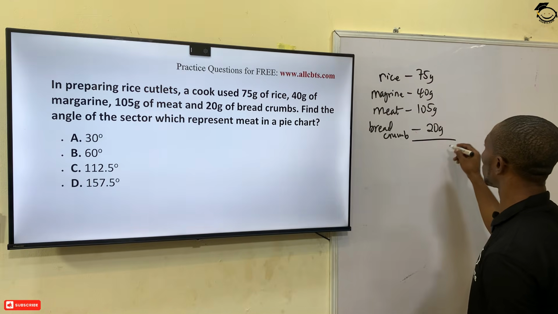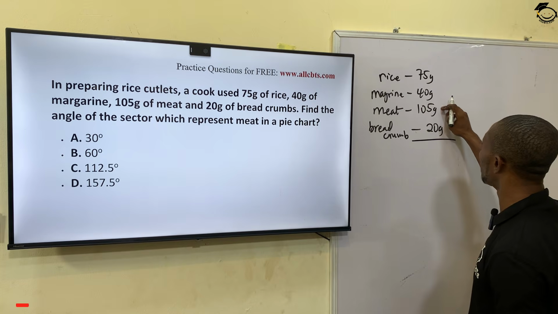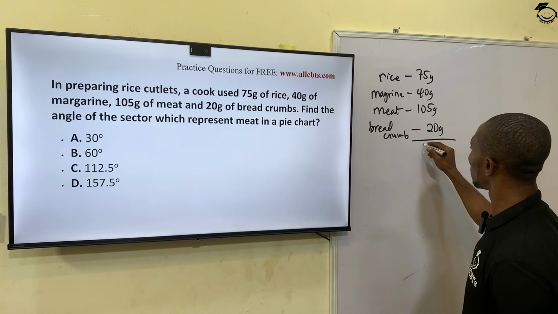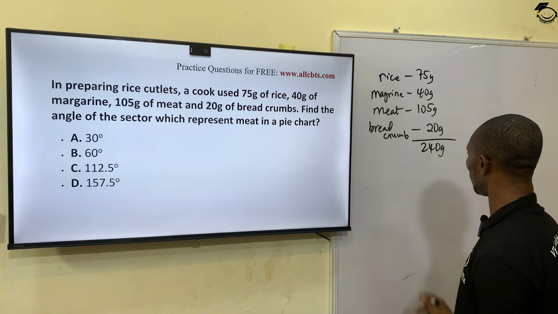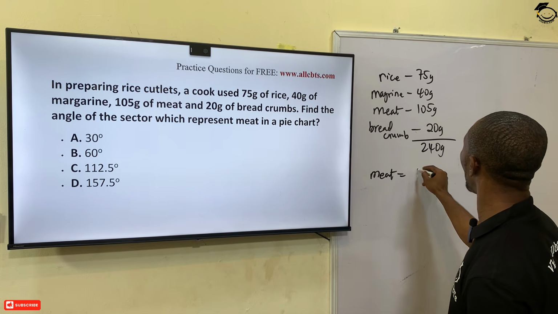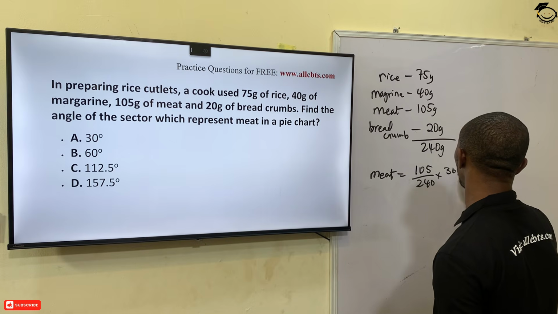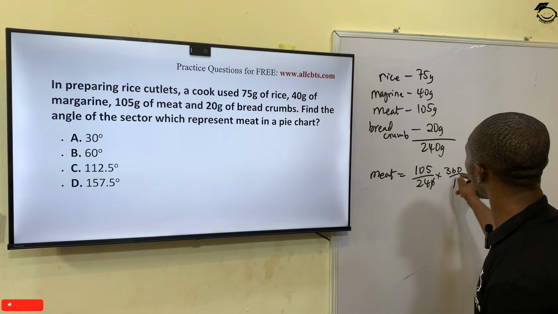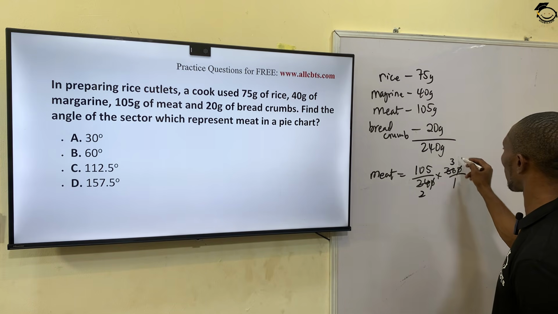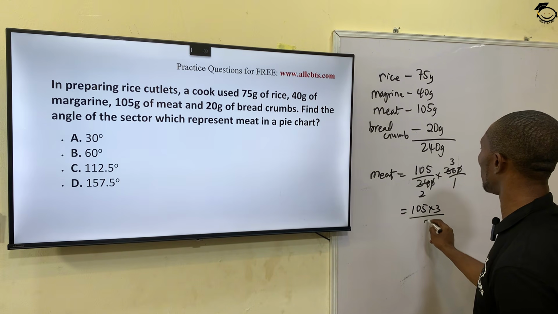So let's look at our sum total here. 75 plus this will give us 180. 180 plus 20, 200 plus 40. So we have 240 grams in total. Now, for meat, will become 105 all over 240 times 360 over 1. 0 cancel 0. 12 here, 2. 12 here, 3. So with this, we have 105 times 3 divided by 2.